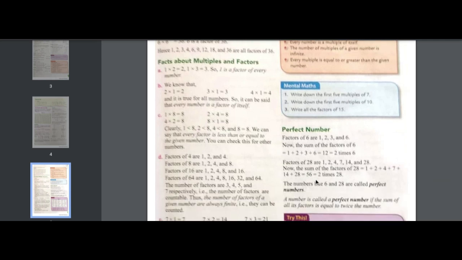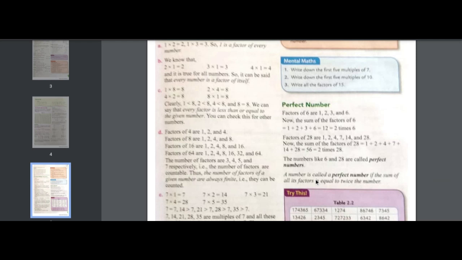Every number is also present in the table of 1, and every number is also a factor of itself. Every number is a multiple of 1, and every number is also a multiple of itself. Factor and multiple, for 1 also and for itself also. Okay? Very good. So look at point D.